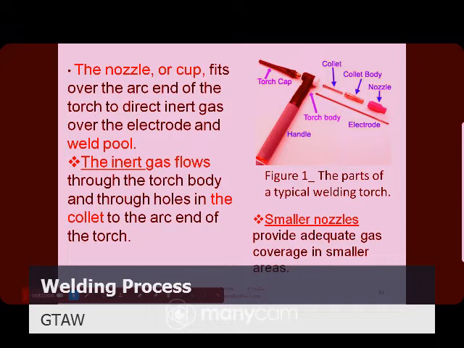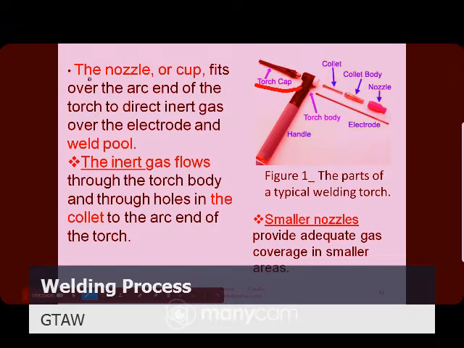Here in this figure it shows the parts. It shows the caps, which are inserted in the back of the torch. There are two functions of the torch cap: it directs the shielding gas to the welding area, and it is also used for securing the electrode in the collet.